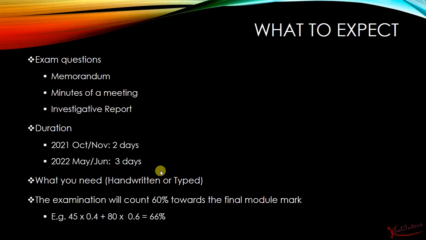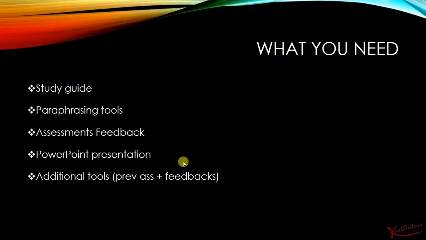Now let us look at what you need in order to successfully complete this portfolio. One, you have to download your study guide if you haven't downloaded it already. You don't have to read every page of the study guide, but you have to download the study guide. To improve your language accuracy, you'll have to use paraphrasing tools. Paraphrasing tools will help you a lot. They will make sure that you don't have errors in your grammar and stuff like that. Okay, we'll discuss this in more details in the next few slides.